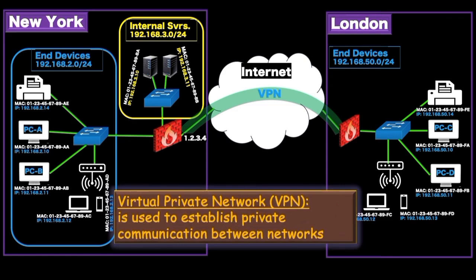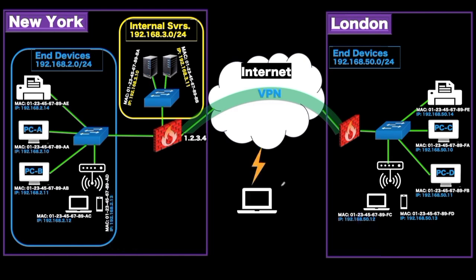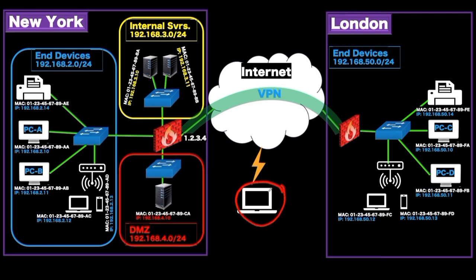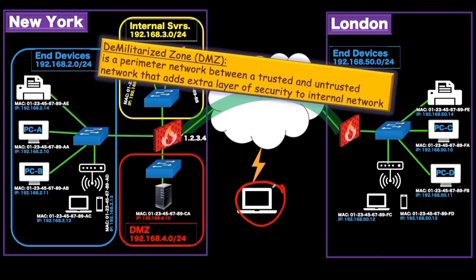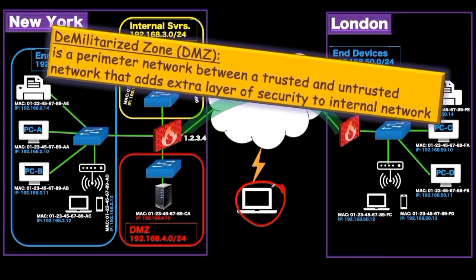The company also wants to test the app from the internet. To make this happen, the company implemented a DMZ. This means Demilitarized Zone. This is a perimeter network between a trusted and untrusted network that adds an extra layer of security to the internal network and protects the internal network from threats.